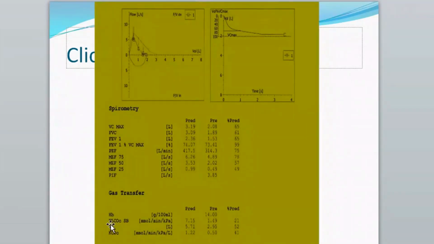So this is your total lung transfer coefficient, 21%, and when it corrects for the volume, it's 41%. So we know his lungs are a bit smaller, or we don't definitely know that, but we think he's got a restrictive defect. So he corrects to 41%. So very low gas transfer.